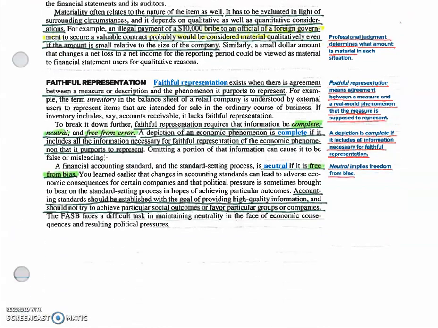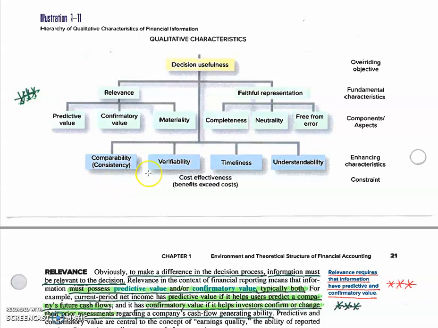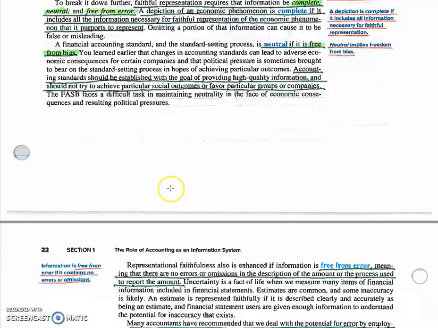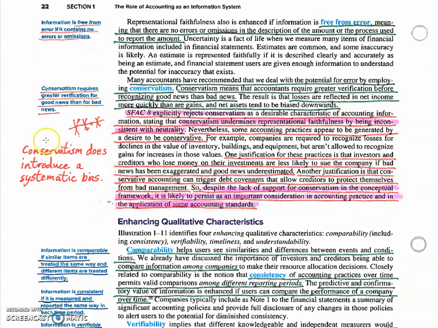So, and remember, the fundamental characteristics are relevance and faithful representation. Okay, the others then are under them. And here we get into the discussion about conservatism, and my time's just about up, so I'll begin the next video with a discussion of conservatism.